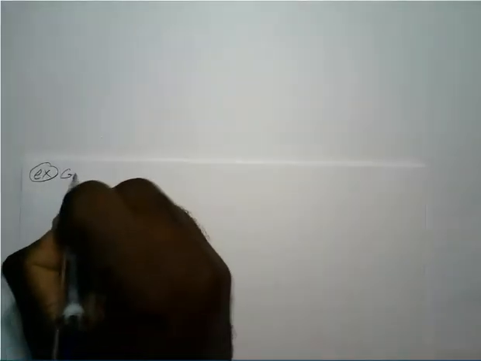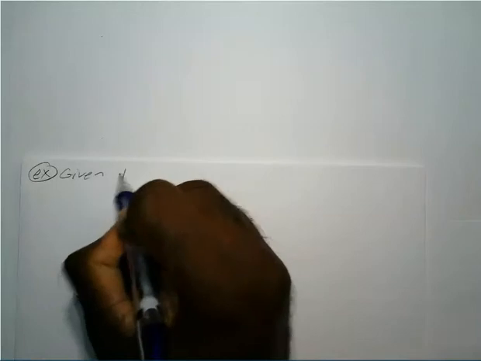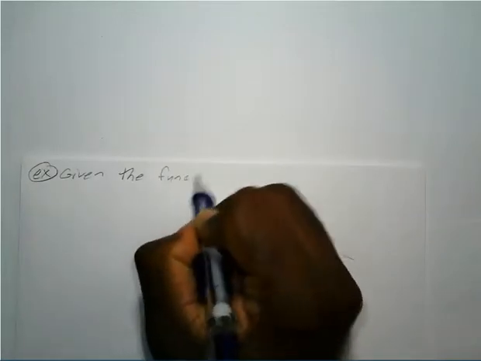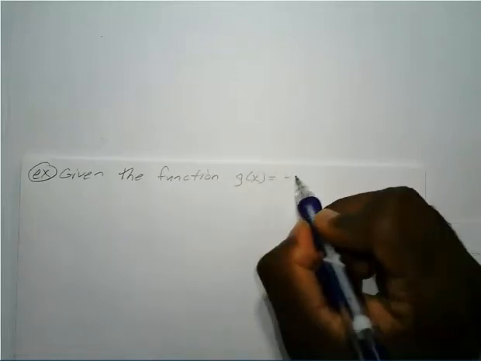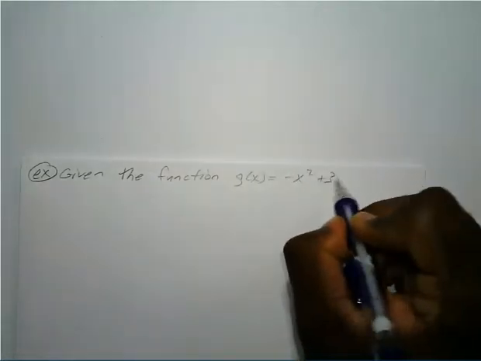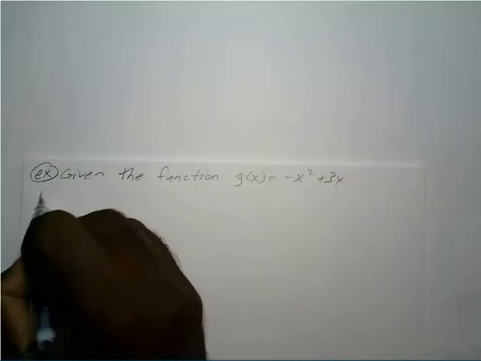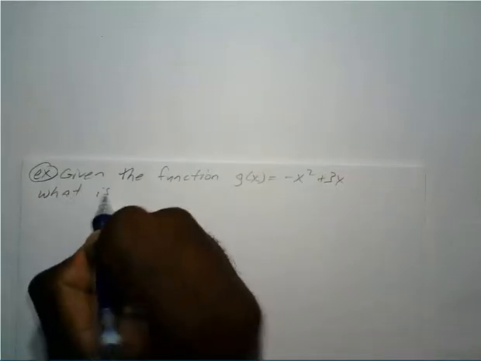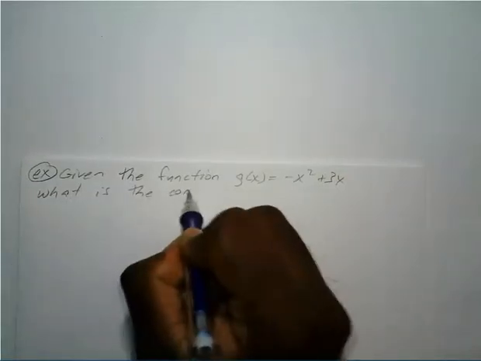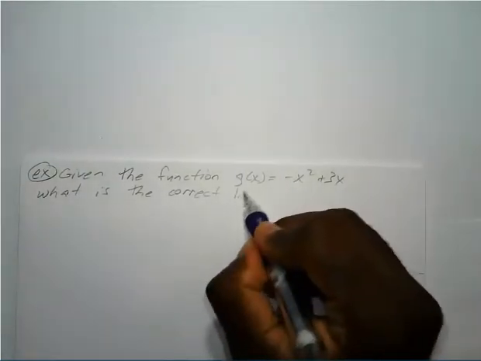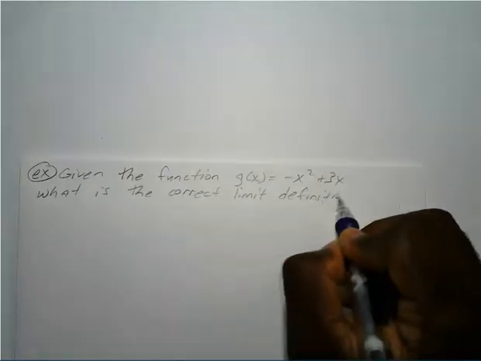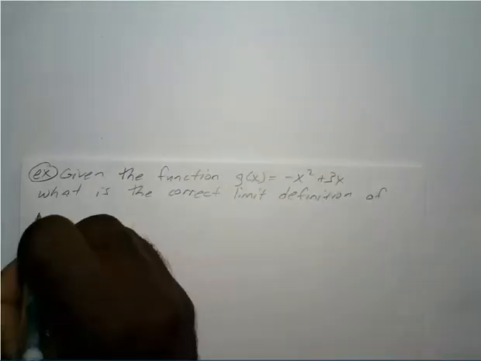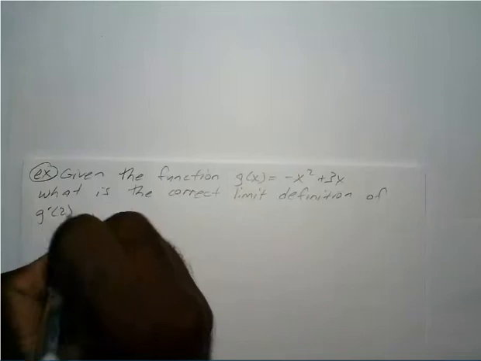Alright, so let's say, for example, we are given the function g of x equals negative x squared plus 3x. What is the correct limit definition of g prime of 2?